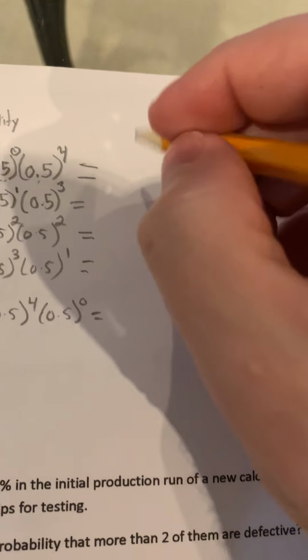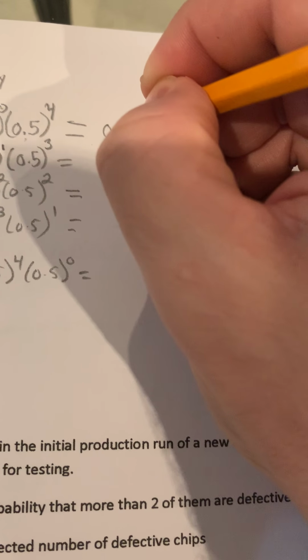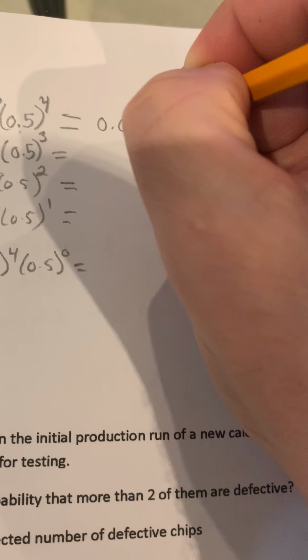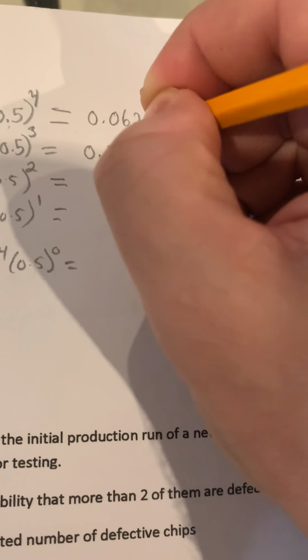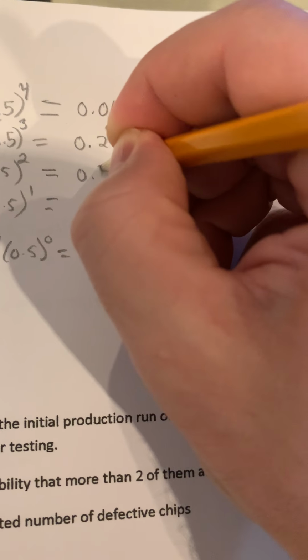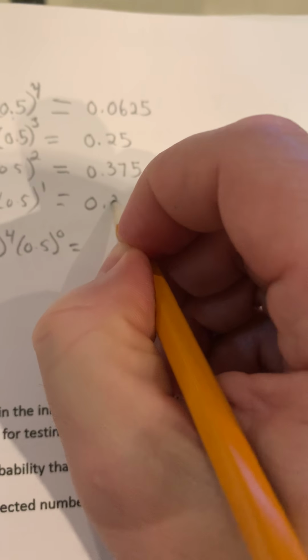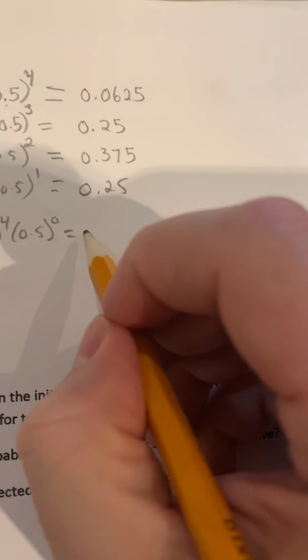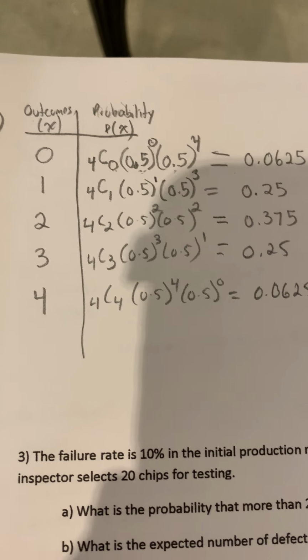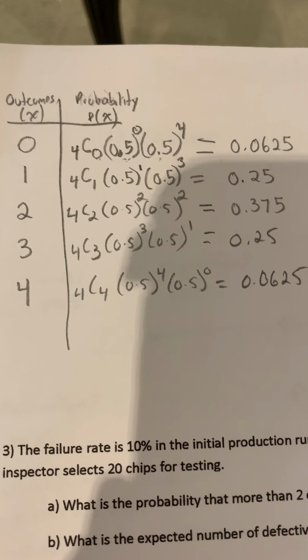When you plug them all into your calculator, you get 0.0625, 0.25, 0.375, 0.25, and 0.0625. I'm just going to hold it there for a few seconds so you guys can take a look.